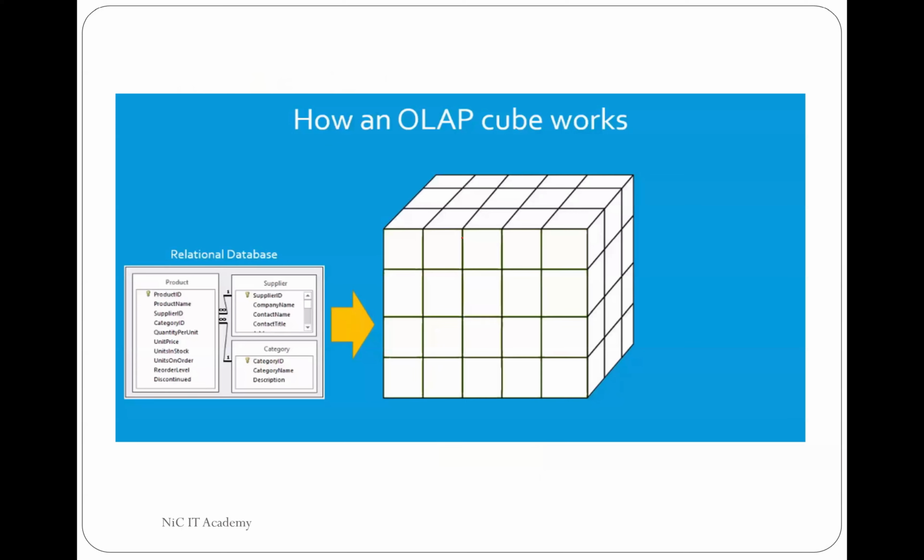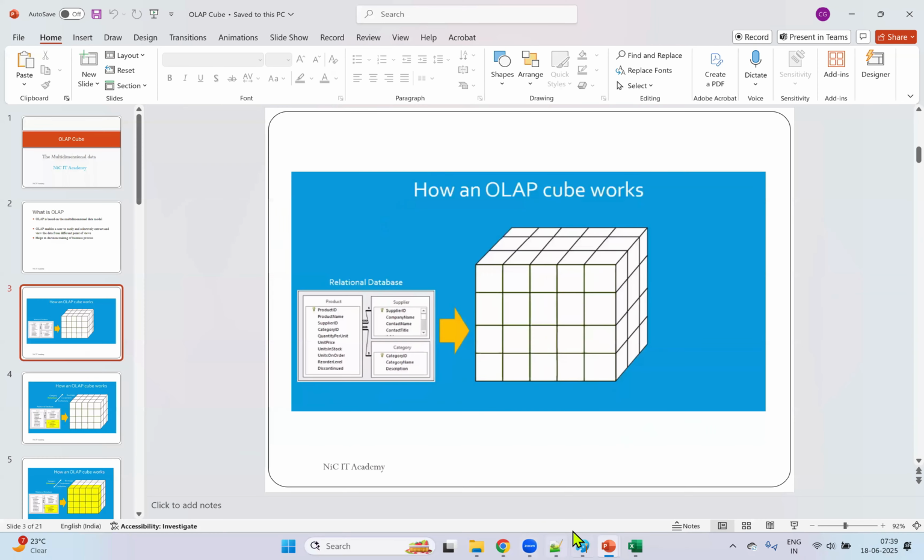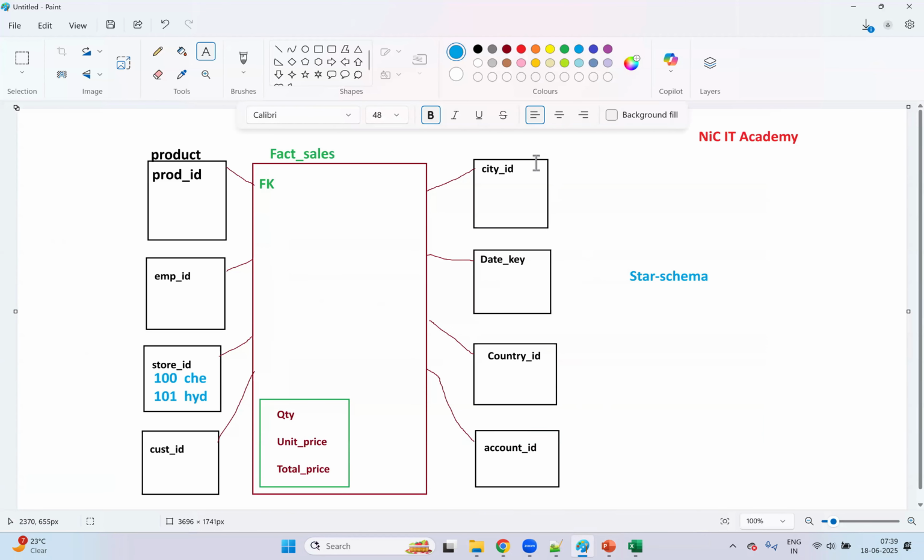If you look at this, this is just imagination only. Data we will not load in this way, just imagination. We have the product table, the supplier table and the category table. I explained this data model previously. I'm looking at the same data only, product information, employee information, which we already loaded.